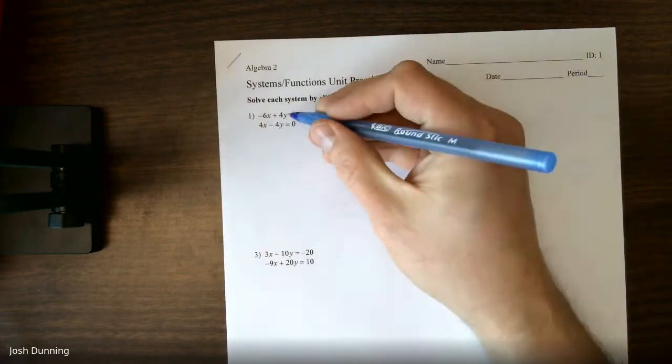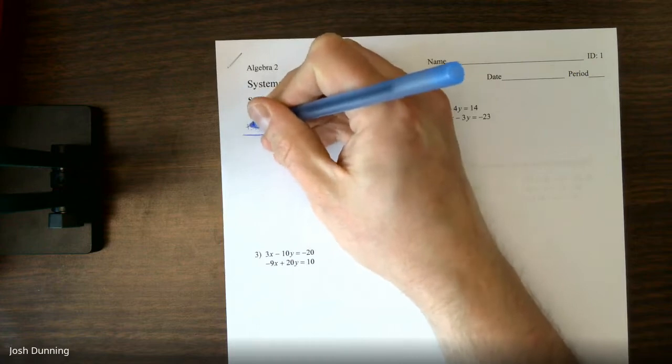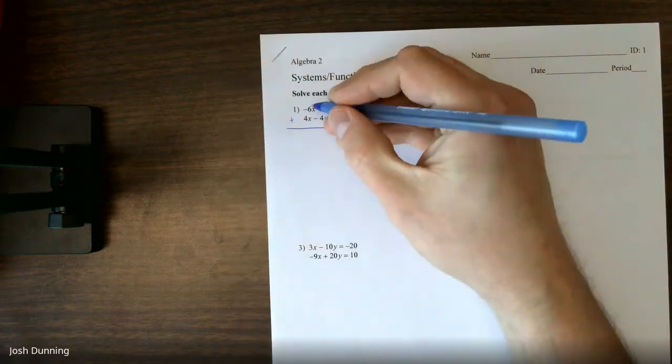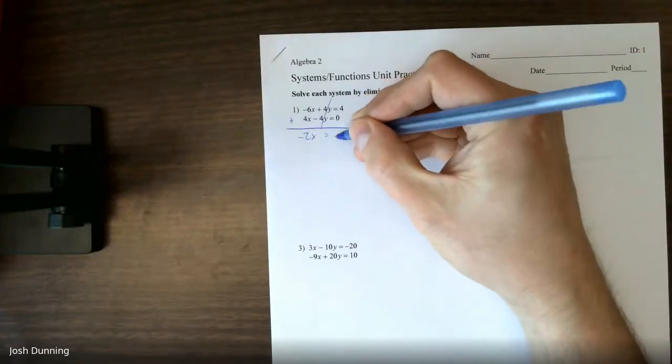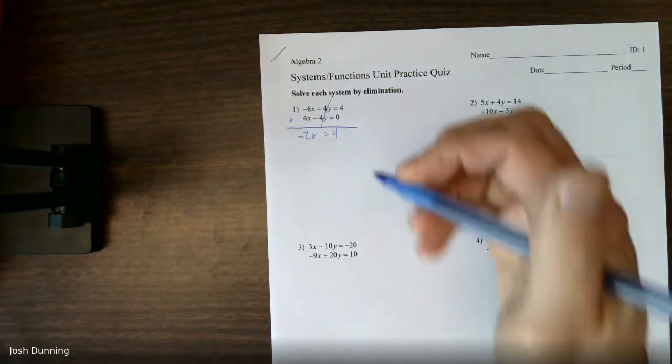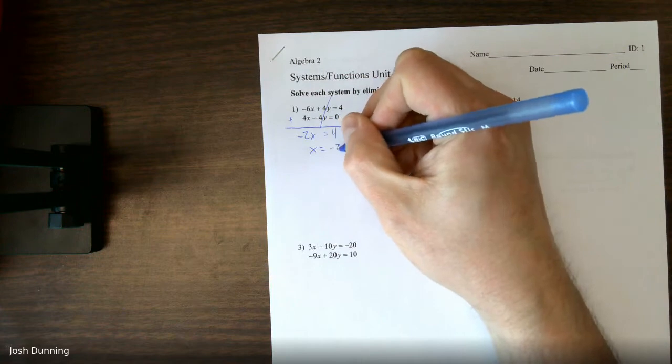Okay, number one, the y's will cancel out. We don't need to do any multiplication. Negative 6 plus 4, negative 2x, y's are gone. Now divide by negative 2. X is negative 2.